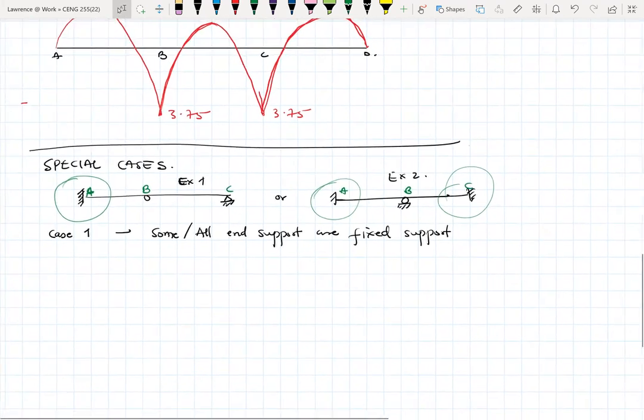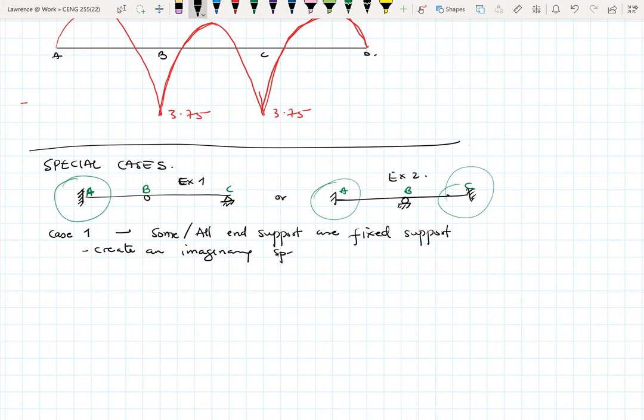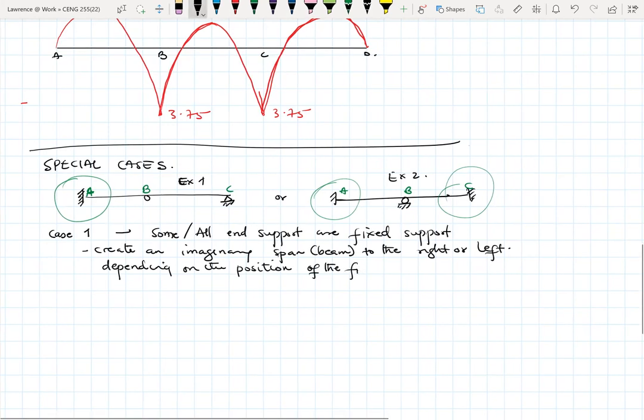Okay. So to overcome that problem, we create an imaginary span or beam, whichever way you want to look at it. An imaginary span or beam to the right or left, depending on the position of the fixed support.